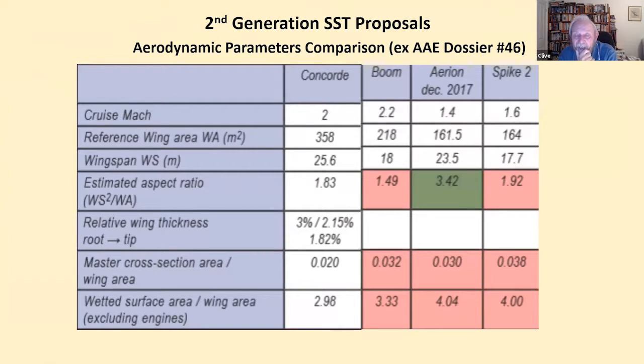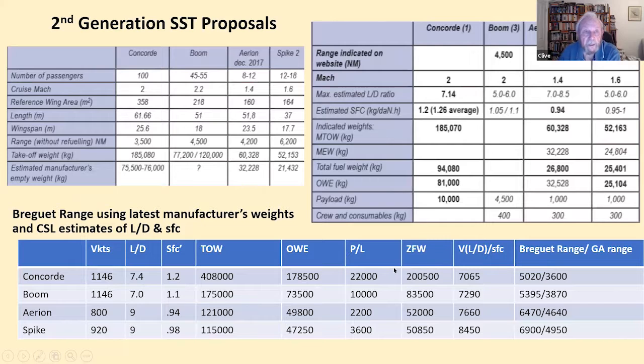If I compare the proposals with the Concorde, basically all of them have got more wetted area to wing area. So the zero lift drag coefficient, the skin friction drag coefficient, is going to be bigger just on that count. They also, for the region I mentioned earlier, have a much bigger maximum cross section to wing area. So the zero lift wave drag is going to be bigger than Concorde also. Some of this is a bit speculative, gentlemen.